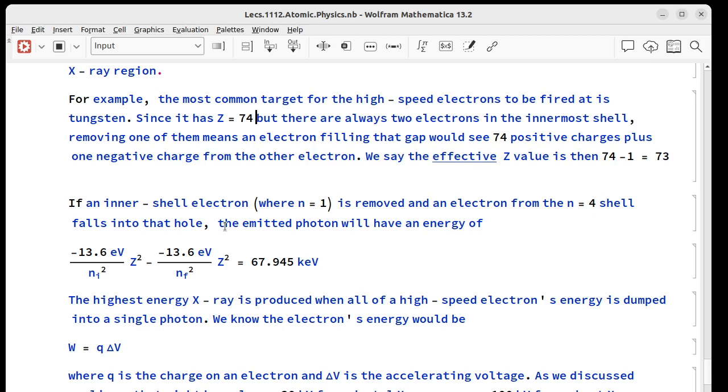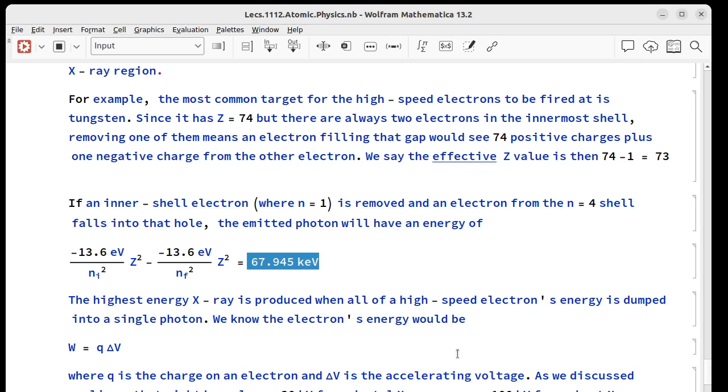So now let's say an inner shell electron is removed and an electron from the N equals 4 shell of tungsten falls into that hole. So how do we calculate that energy? Well, we say the initial energy is negative 13.6 over Ni squared times Z squared, where Z is our 73. This is going to be a big number. And then we compare the energy in the final state. When we look at these two values, the difference is right at 68,000 electron volts.